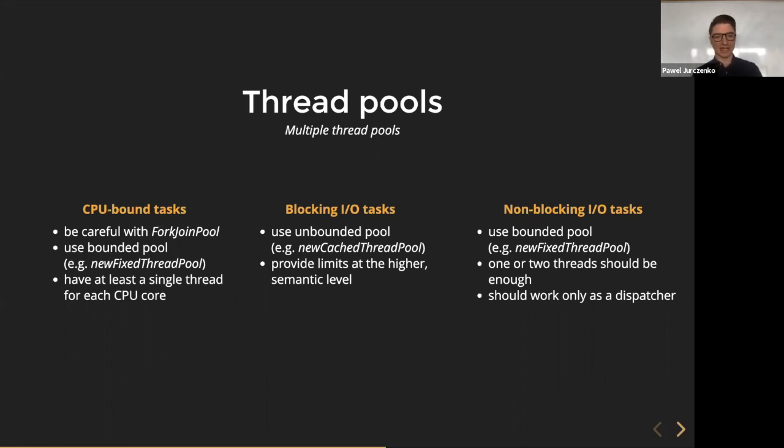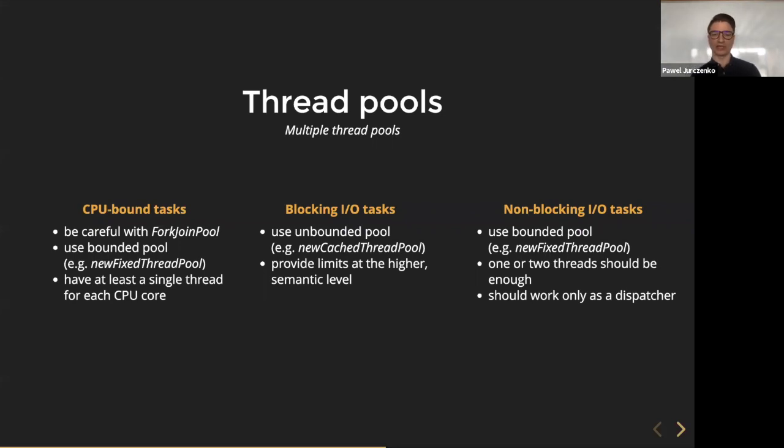Instead, we can use a regular bounded pool. For example, fixed thread pool, when we explicitly set the upper bound of the threads in the thread pool. And you also have to remember to have at least as many threads in the thread pool as many CPU cores you have in your machine, because otherwise you risk underutilizing the available resources.